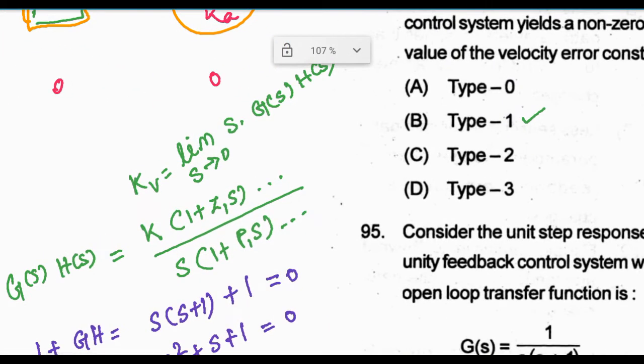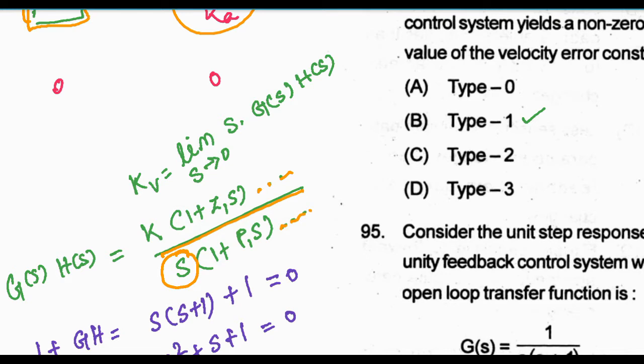Velocity error constant is defined as Kv is equal to limit s tends to 0 of s into G(s)H(s). So this is the velocity error constant. And how do we represent G(s)H(s)? G(s)H(s) is generally represented by K into (1 plus Z1 s), Z1 being a zero. Similarly there will be other terms, and in the denominator there will be s, and the power of s represents the type of system, into (1 plus p1 s), and like this other terms will be present.